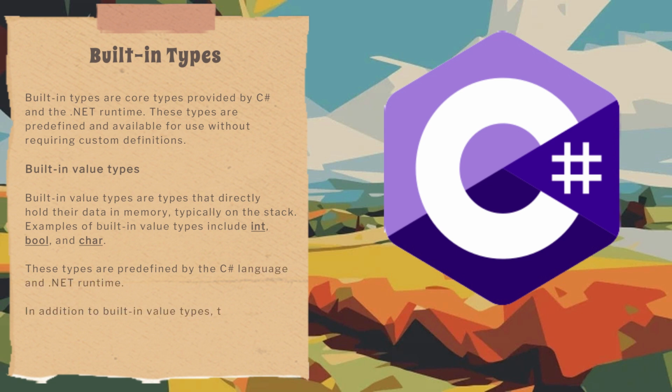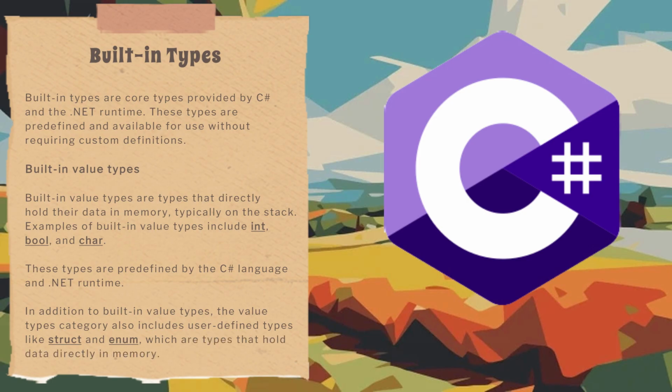In addition to built-in value types, the value types category also includes user-defined types like struct and enum, which are types that hold data directly in memory.